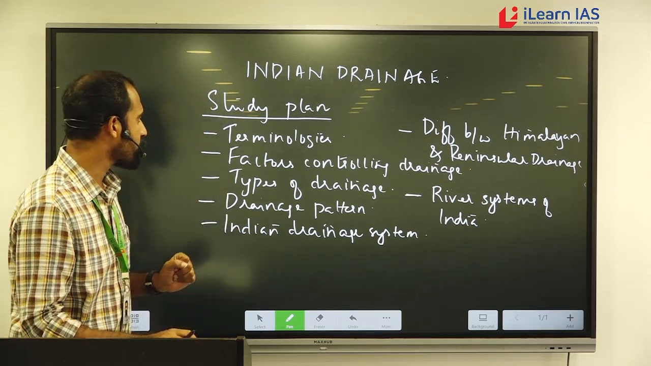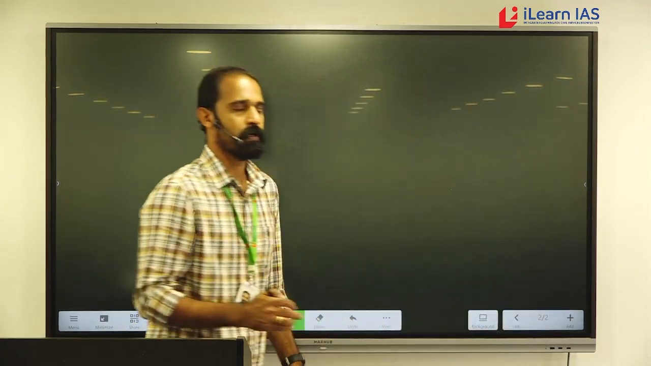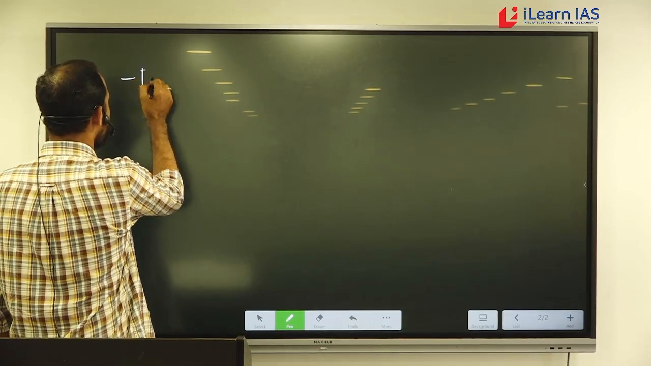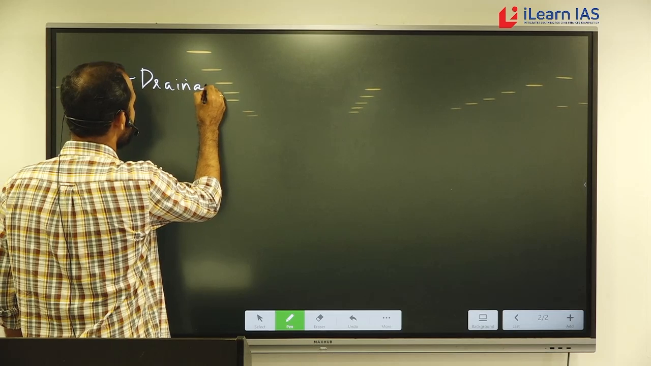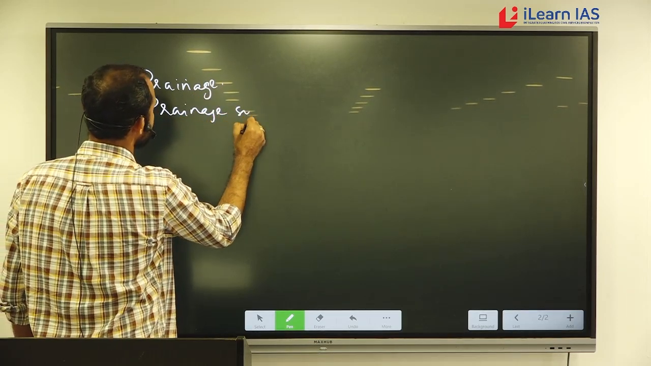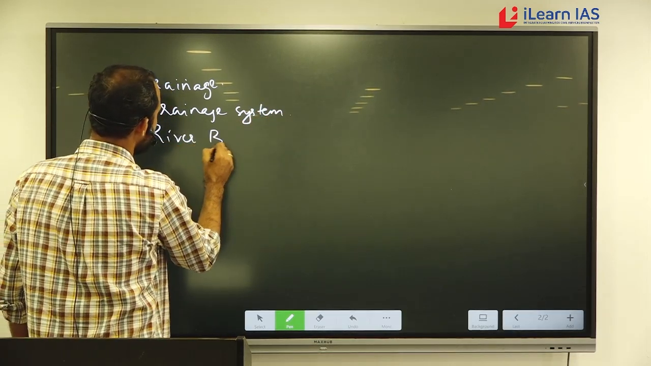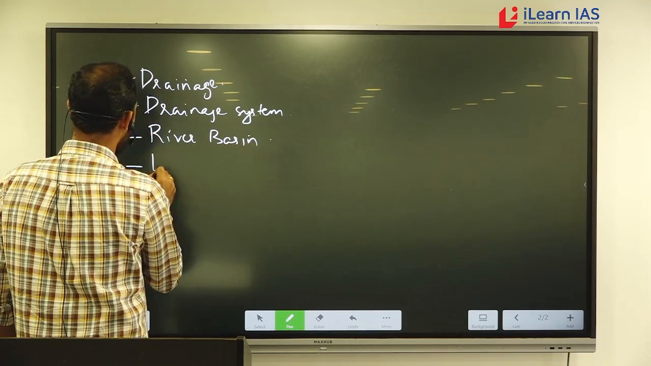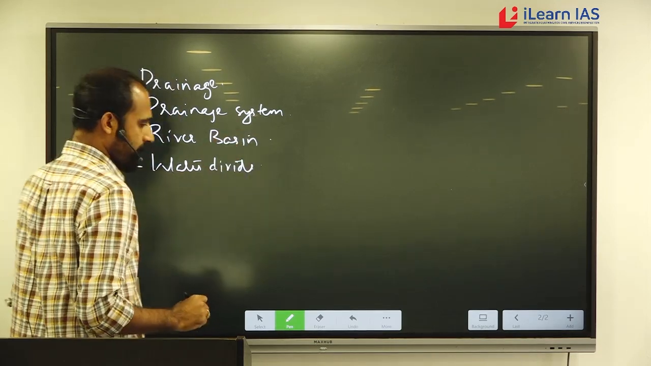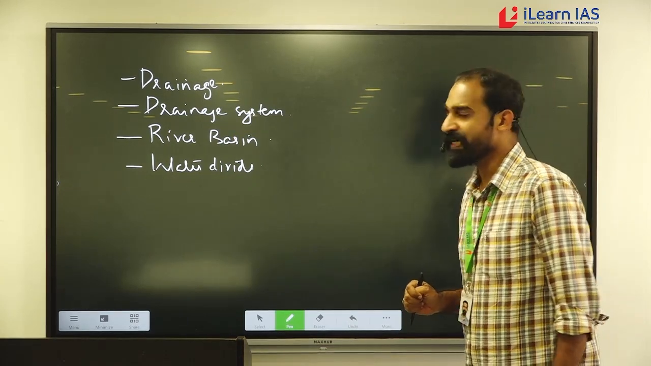Okay, so we'll start with the terminologies. Here we need to look into 4 important terminologies. One is drainage, second is drainage system, third is river basin, next is water divide. These are the basic terms associated with this module. So what is a drainage?